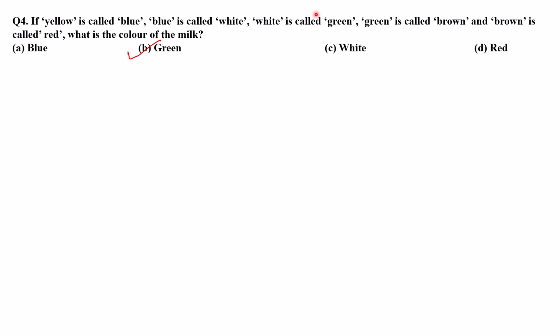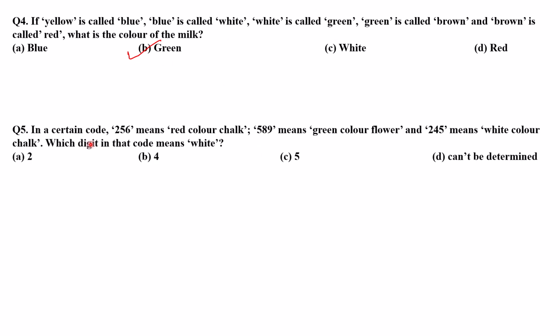Milk is white and white is called green, so green is the answer. Now moving to question number 5. In a certain code, 256 means red color chalk, 589 means green color flower, and 245 means white color chalk. Which digit in that code means white? So again it is a coding question, a completely new type of question.